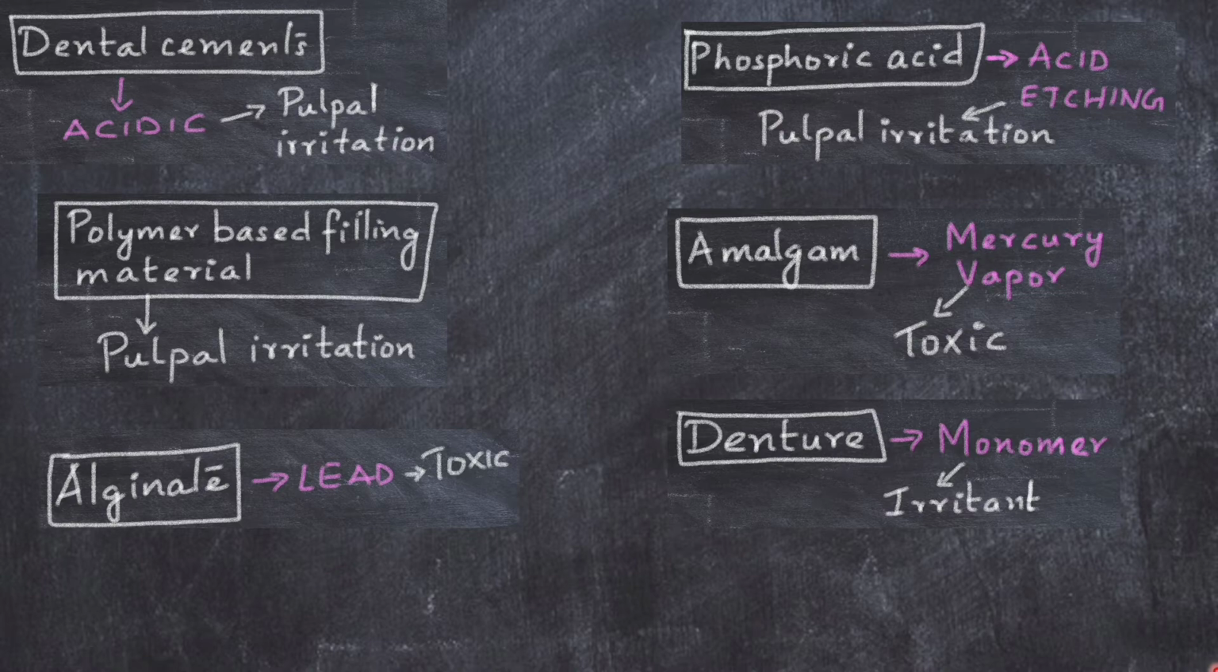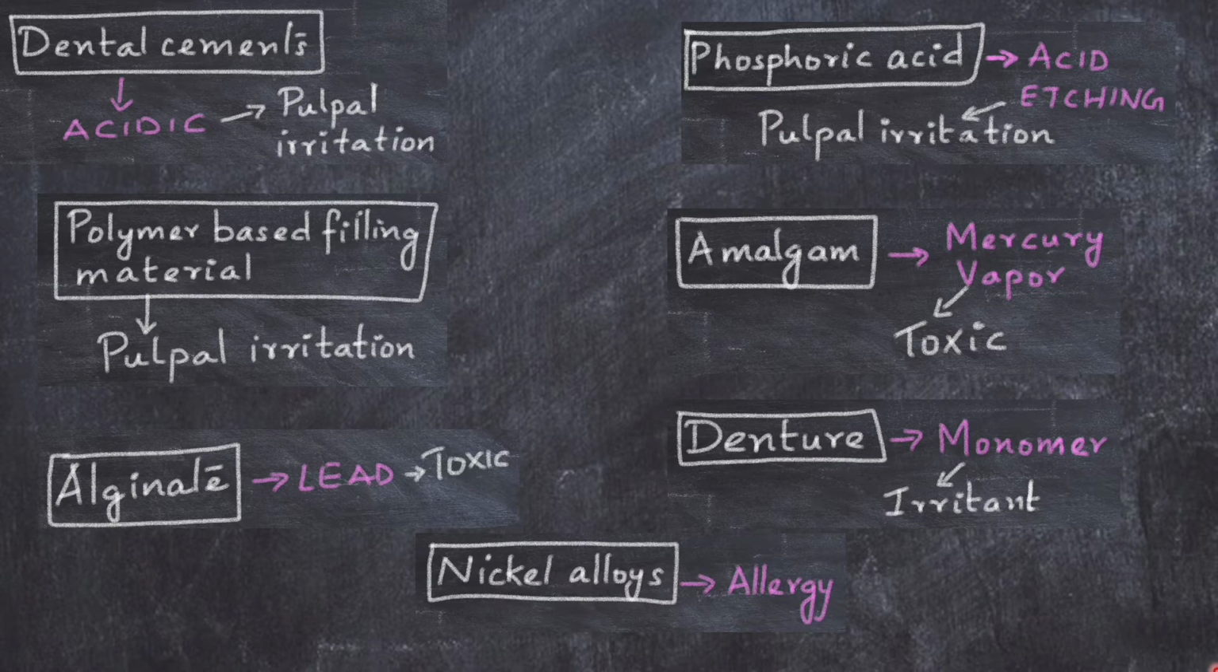Nickel alloy. Some people actually have an allergy to nickel. So when these people are exposed to this metal, either in the form of an orthodontic wire or as a component in the denture material for cast partial dentures, they are going to develop a form of severe allergy. So care should be taken before a treatment is done on such allergic people.